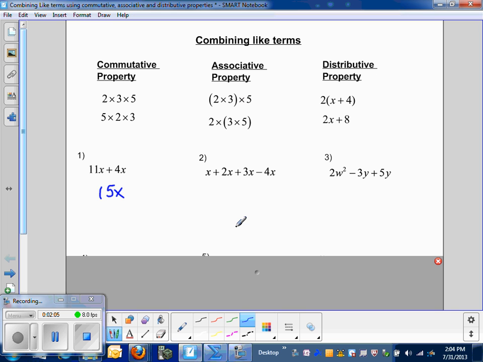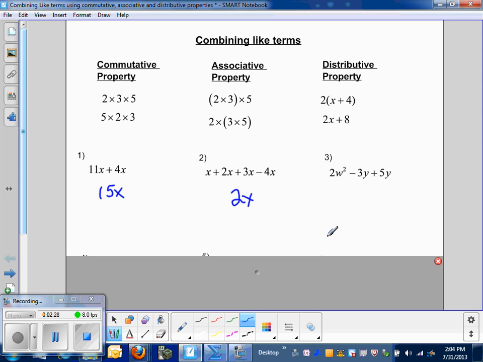Okay, problem 2, we have 4 terms. Again, each of these terms has the same variable of x, so we can combine all of them together. So we're going to add 1x plus 2x plus 3x minus 4x, and that will give us 2x.